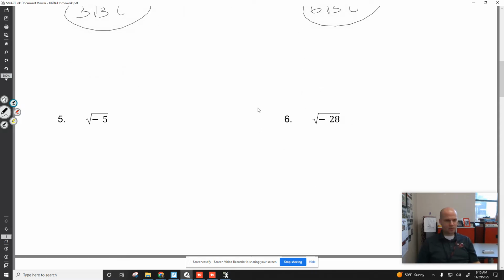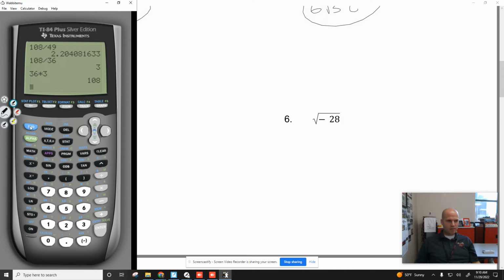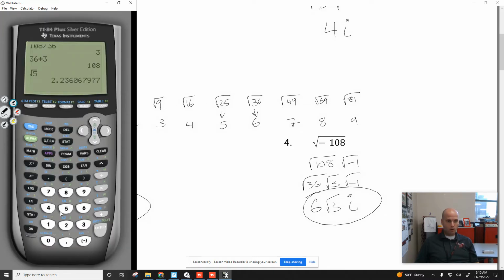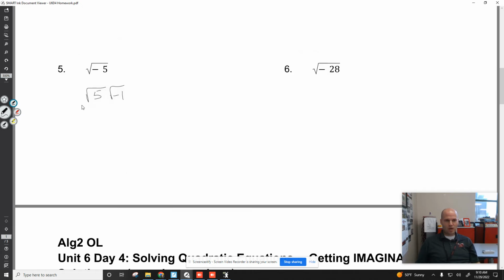I love how I put this one down. The square root of negative 5. Well, it's the square root of 5 and the square root of negative 1. Can you take the square root of 5? No. Can you divide 5 by any of these numbers? No. 5 can't be divided by 4, right? So, guess what? Root 5 stays as root 5. You can't change it, but it's root negative 1 that turns into i. Okay?